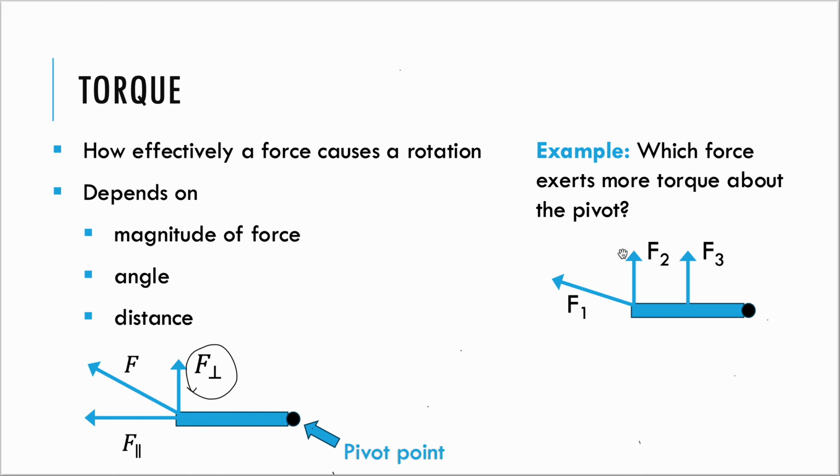Let's look at an example. Which force exerts more torque about the pivot? If we compare forces 1 and 2, force 1 has a perpendicular component that's about this big. That is smaller than F2. So F2 is going to exert more torque than F1. And then if we look at F3, it's closer to the pivot than F2, but it's the same size. So F3 is going to exert less torque due to less distance. So F2 is going to exert the most torque.